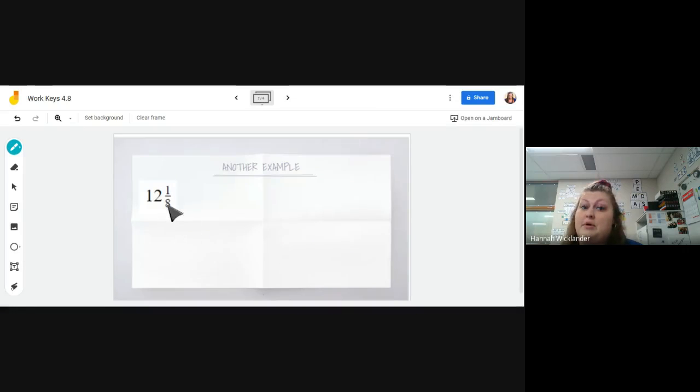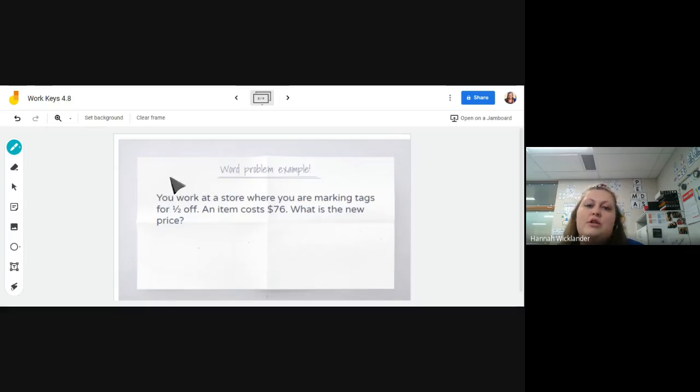Here's another example of making a mixed number into an improper fraction. Multiply, add, reuse. So 8 times 12 is 96, plus 1 is 97. Then I reuse my denominator of 8.